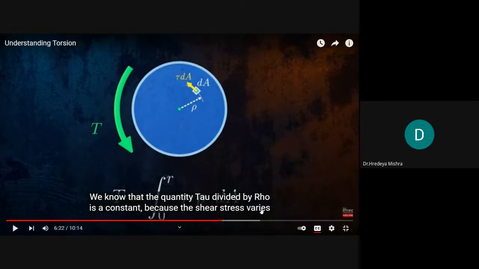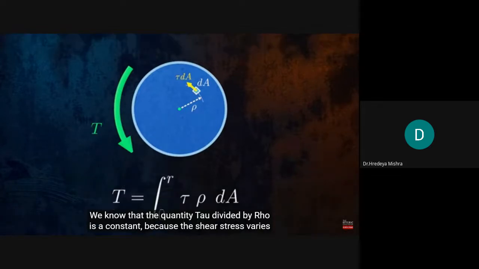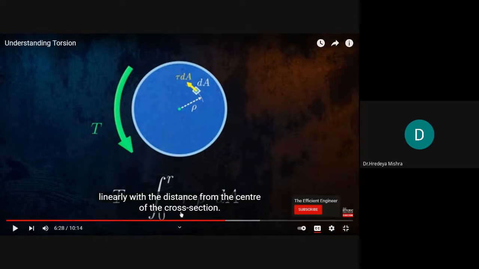See, this is the integration. We know that the quantity tau divided by rho is a constant, because the shear stress varies linearly. See here, 0 to r. Okay, if 0 to r is there, then what happens? We can say that it means center to periphery. Okay, the minimum value of r is 0.